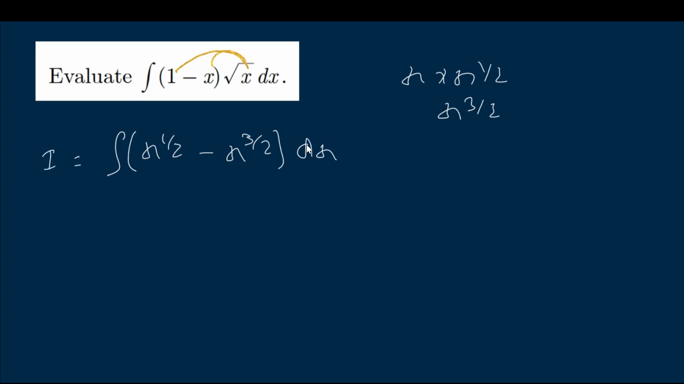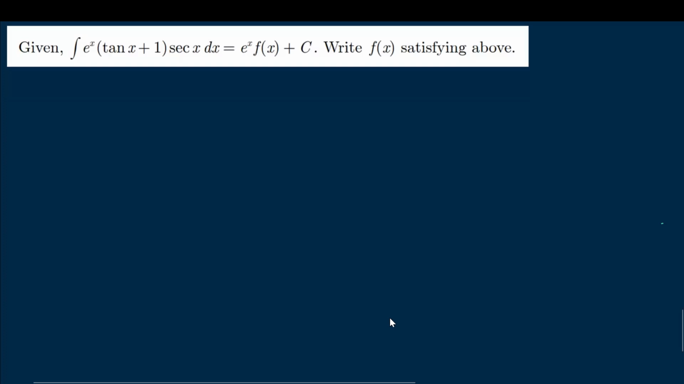We have this as I is equal to. Now we can apply integration directly over here. It's going to be x raised to the power 3 by 2, divided by 3 by 2, which is the same as multiplying with 2 by 3, and then x raised to the power 3 by 2 plus 1, that is 5 over 2, multiplied by 2 by 5, plus c. So we'll say this is the answer for this case.